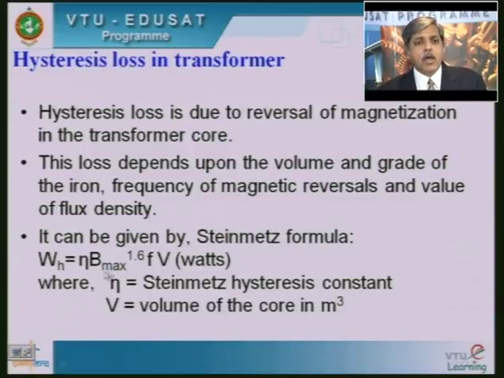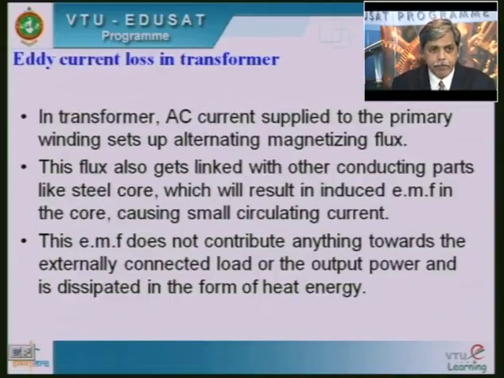Bmax is the maximum value of the flux density raised to the power of 1.6, f is the supply frequency, and V is the volume of the core in meter cube. As all four parameters are constant here, I can say the hysteresis loss is constant. The only way to minimize this hysteresis loss is to select a suitable material which has a very narrow hysteresis loop. It is not possible to avoid this hysteresis loss in transformers. We can only minimize it.